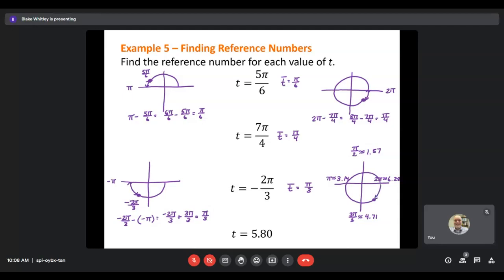Now again, to find our reference number, we need to find that distance between the x-axis and our terminal point. So this time our x-axis is at 2 pi. So t bar is going to be 2 pi minus the t value that was given here, 5.80. I'm not going to change that to a decimal. This is an exact value. I'm going to leave my answer just like that. Unless it tells you to round your answer, just leave it with the pi in the answer because that's an exact value.